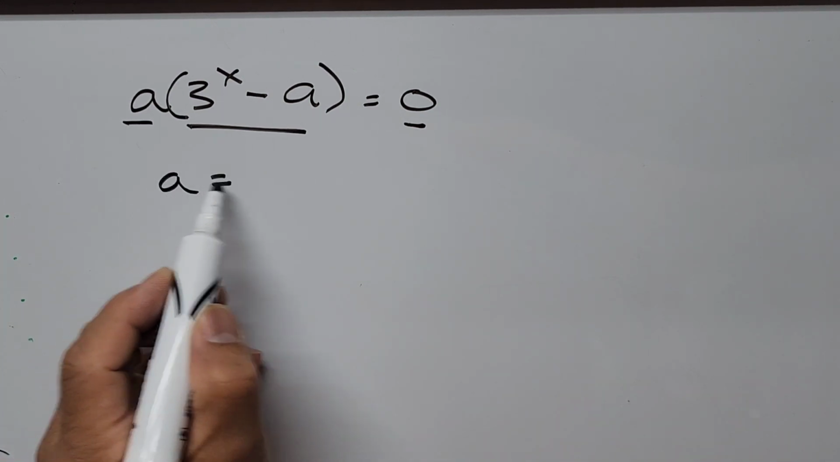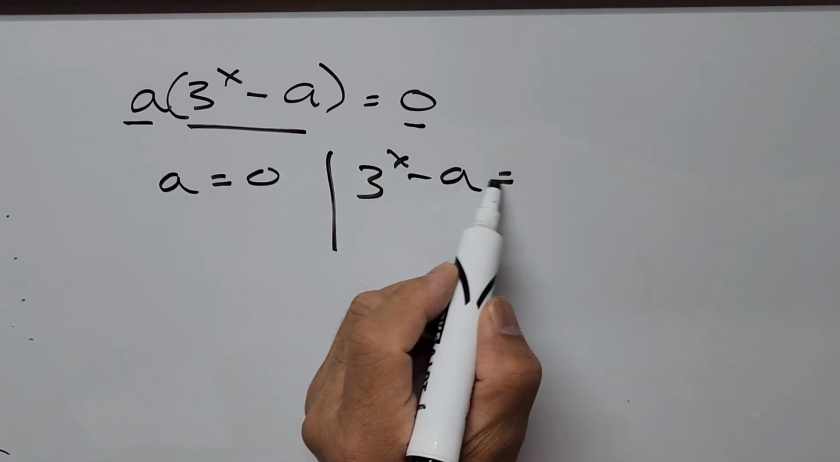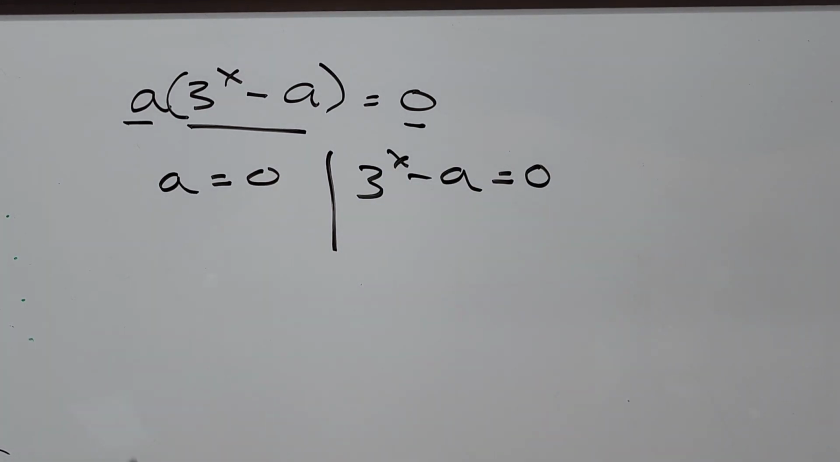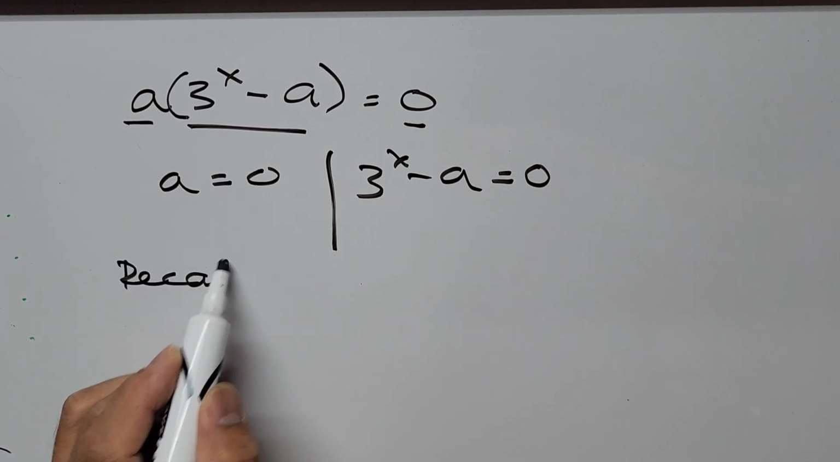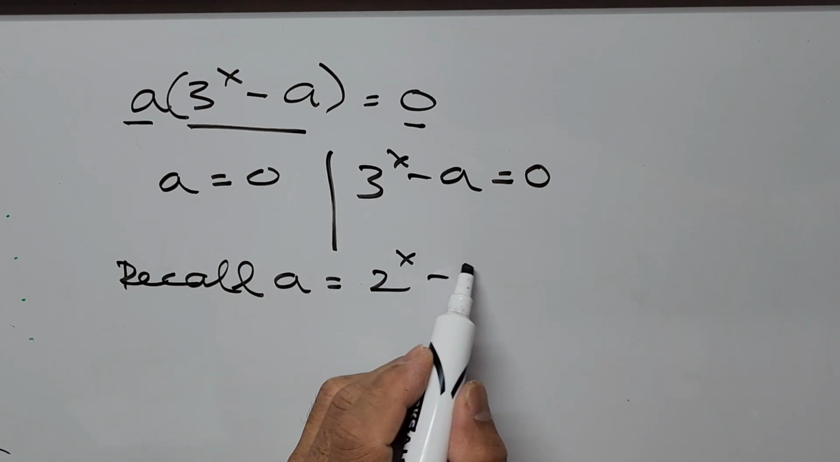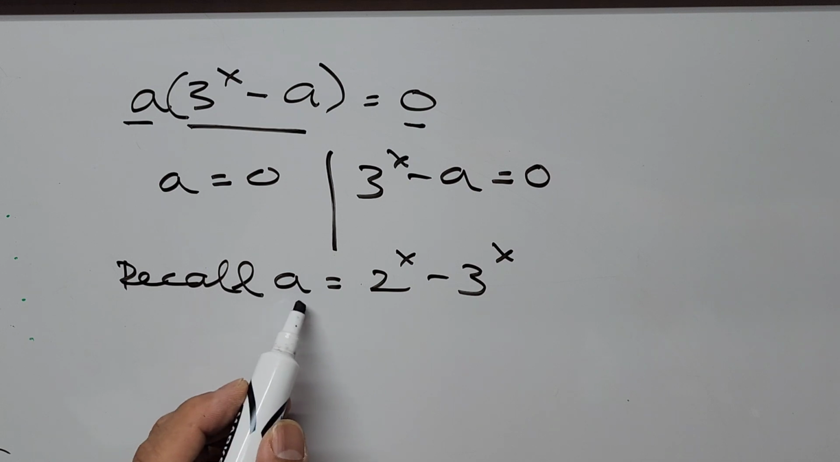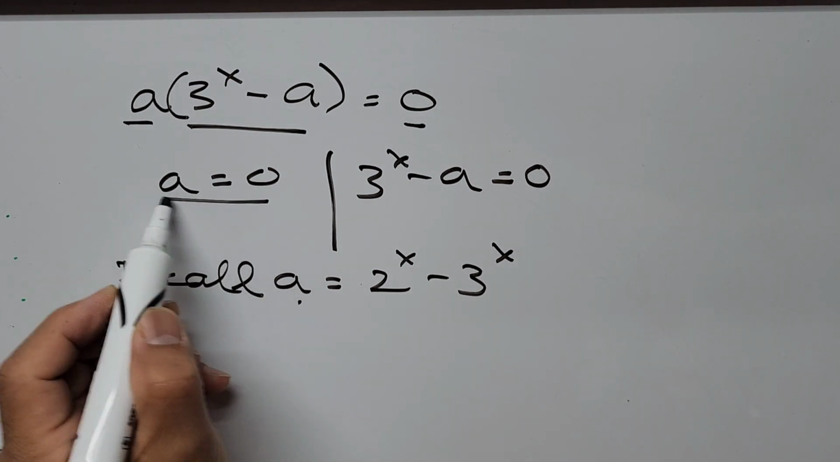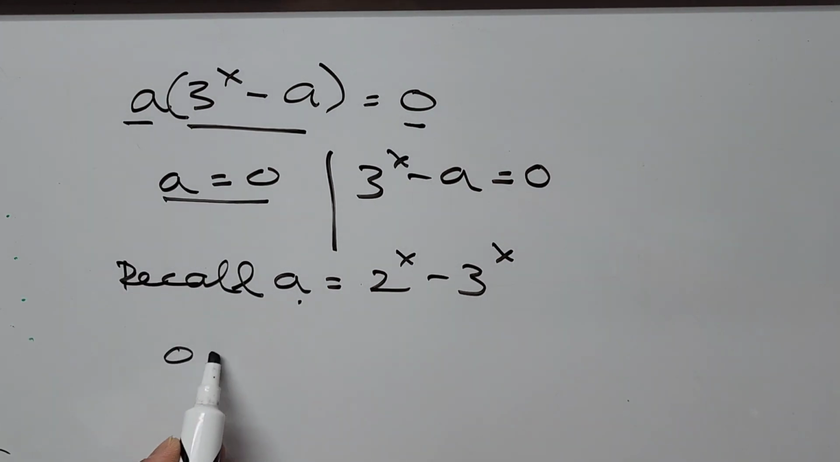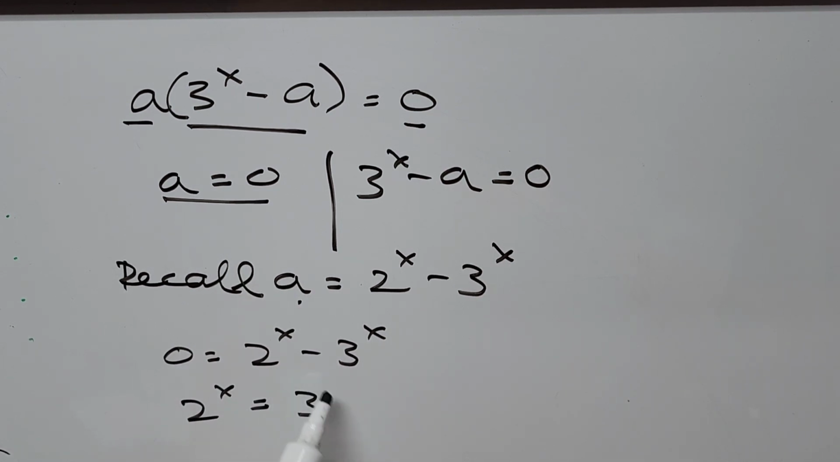So we have a equals 0 and 3 to the power of x minus a equals 0. And from here we can recall that a is equal to 2 to the power of x minus 3 to the power of x. So from here we can take the value of a and substitute it in this equation right here. So we have 0 is equal to 2 to the power of x minus 3 to the power of x. So this equation can be written as 2 to the power of x equals 3 to the power of x.